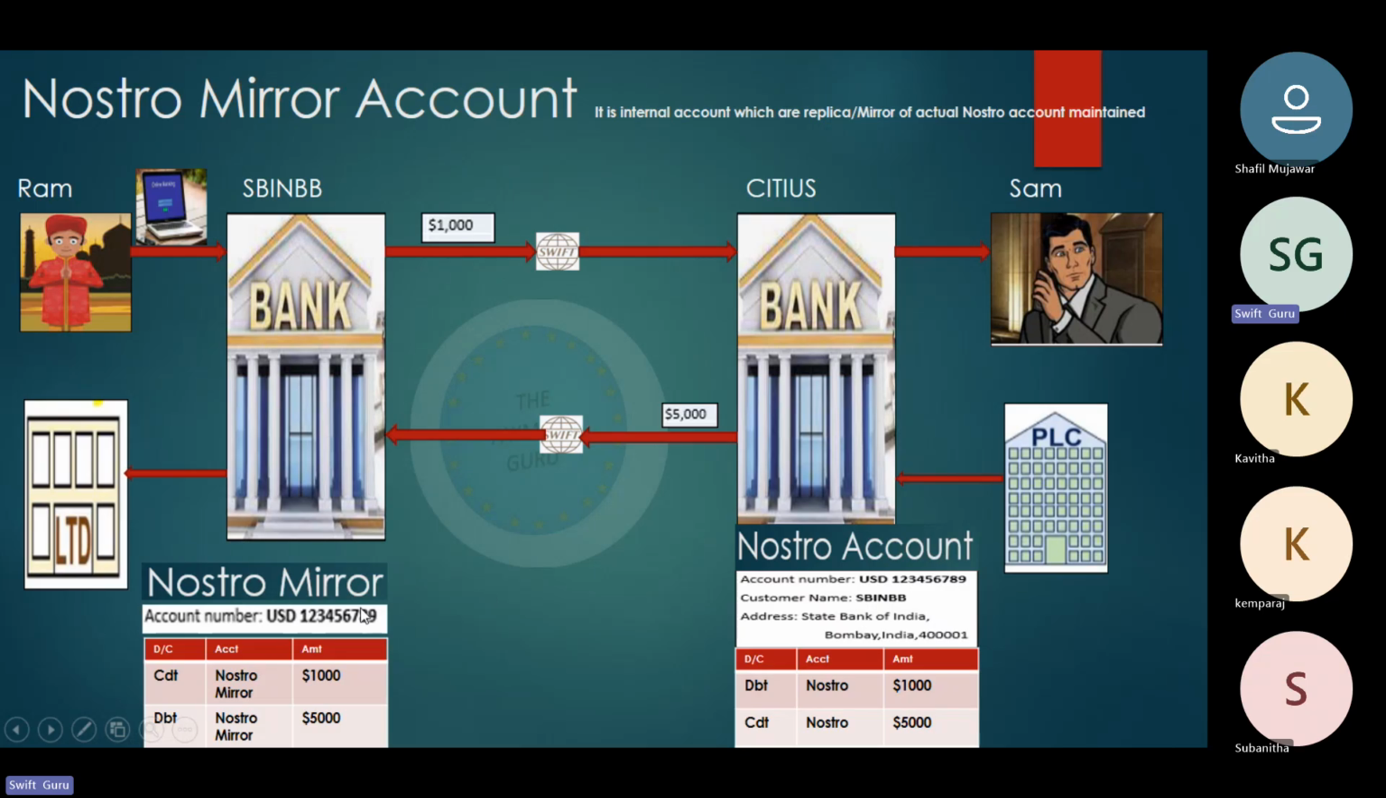Why do they maintain it? The major objective of maintaining this Nostro mirror account, which will have the replica entries or the information of all the transaction information which they are sending.